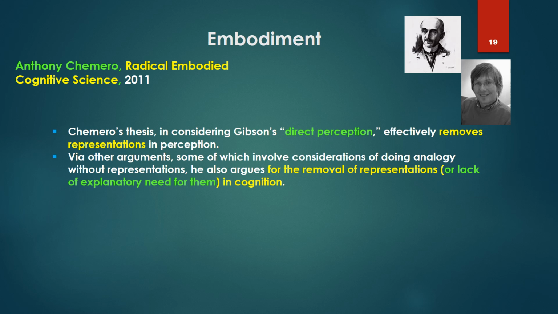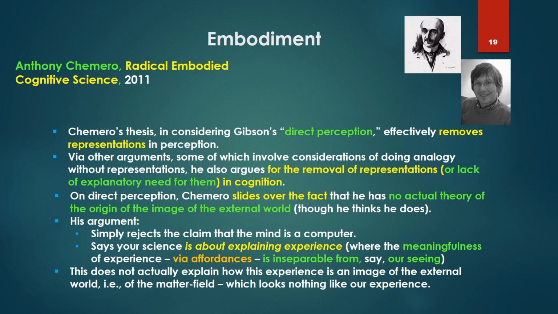Now, I might stop here because I've done several things on analogy, we saw, particularly in part 7. And one is going to start wondering how one possibly does analogy without representations. But moving on. On direct perception, Chemero slides over the fact that he has no actual theory of the origin of the image of the external world, just like Barrett, though he thinks he does.